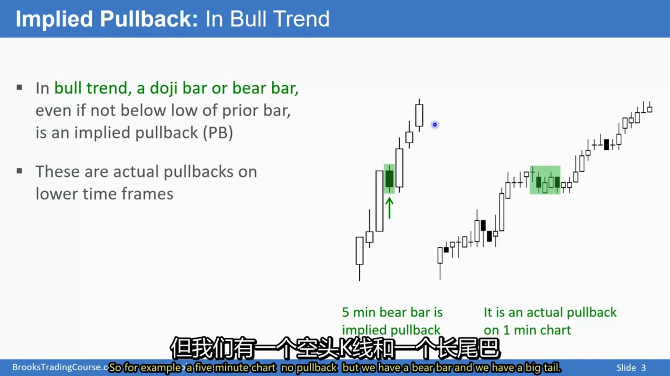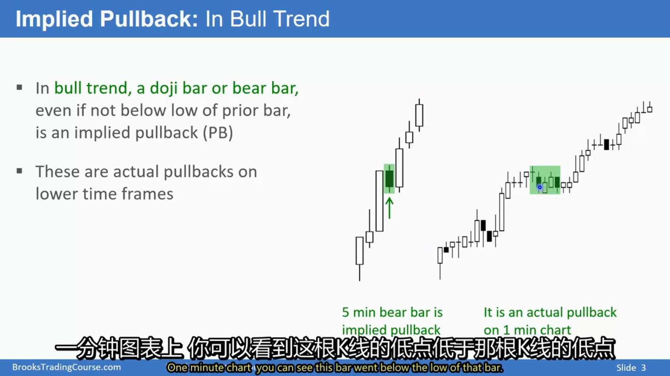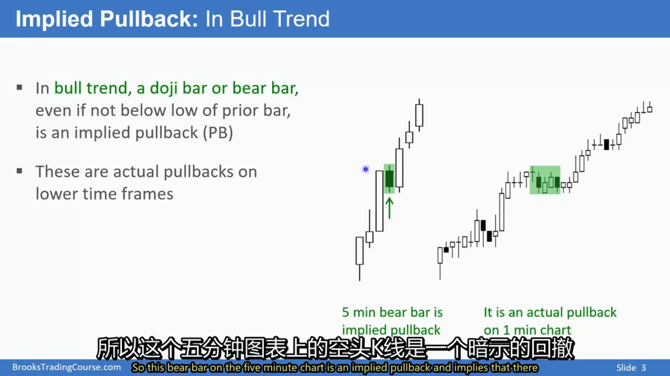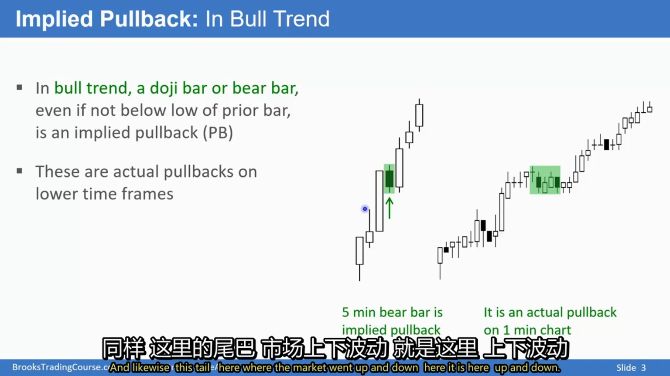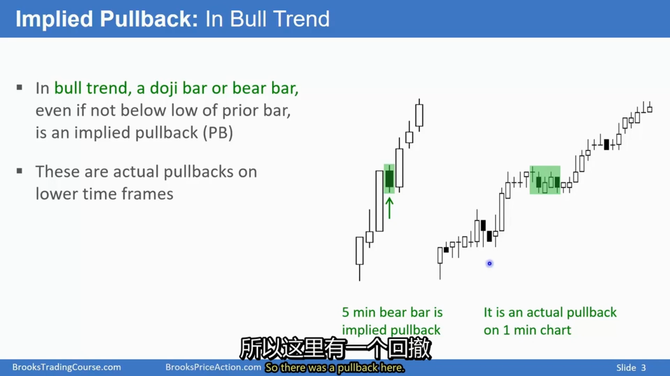So for example, on a 5-minute chart, no pullback, but we have a bear bar and we have a big tail. On the 1-minute chart, you can see this bar went below the low of that bar. So in fact, there was a pullback. So this bear bar on the 5-minute chart is an implied pullback. It implies that there is a pullback taking place, not on the 5-minute chart, but on a lower time frame chart. And likewise, this tail right here, where the market went up and down, here it is, up and down. In fact, this bar traded below the low of that bar on the 1-minute chart. So there was a pullback here.